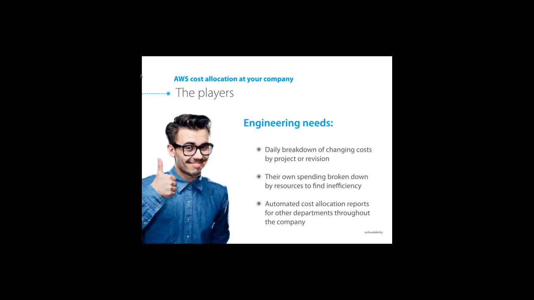And the third thing that we see engineering get a benefit out of with a solid cost allocation strategy is that they're looking to automate the reporting of costs up to other departments. So instead of them having to get requests from finance, and requests from operations, et cetera, those costs can automatically be sent up via some of the tools that Amazon makes available.